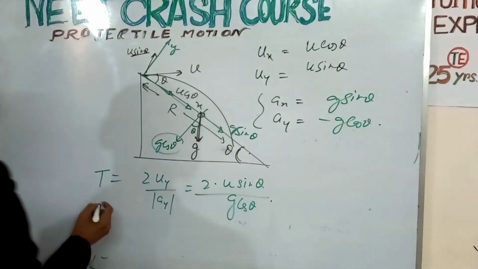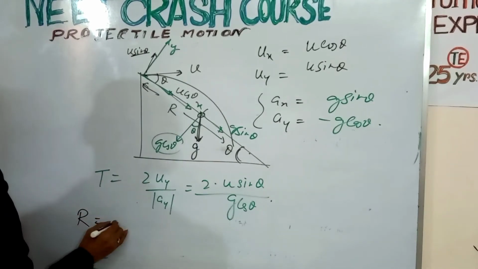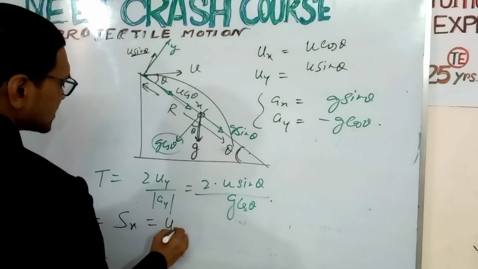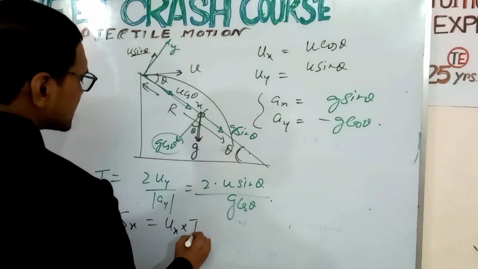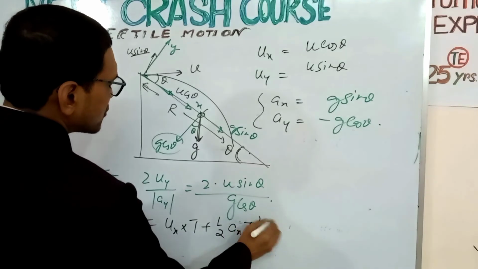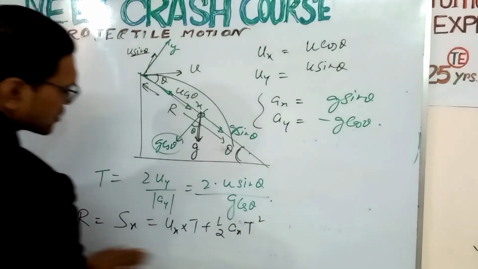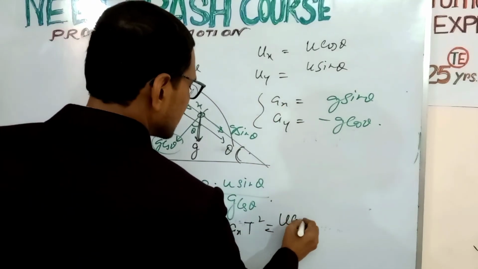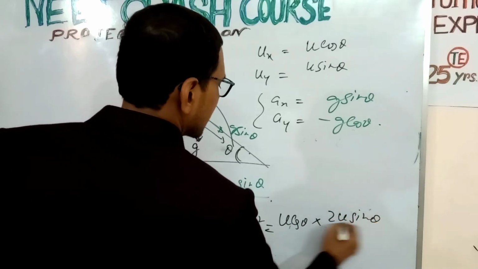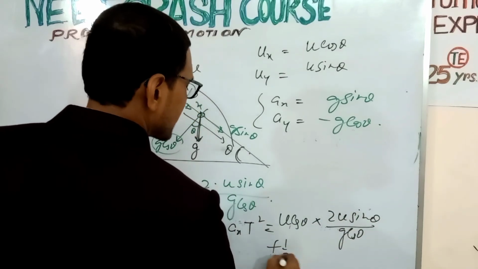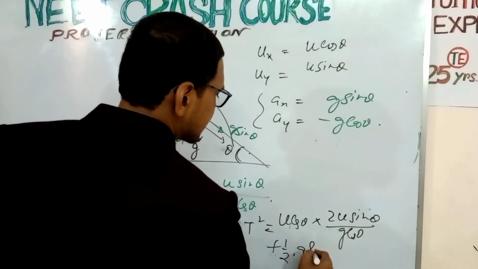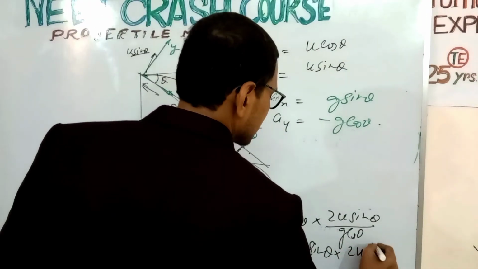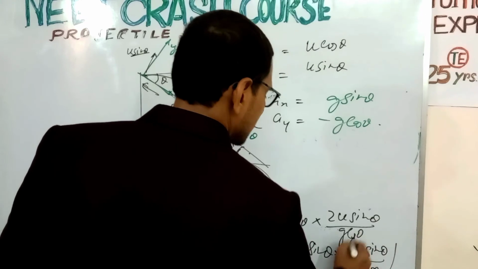Now range equal to distance travelled along x direction, and distance travelled is given by the equation of the straight line, ux t plus half ax t square. We always use the equations of motion in a straight line. So ux is u cos theta into t, plus half ax, where ax equal to g sin theta, and t equal to time of flight. Put the time of flight here. So this is the result.